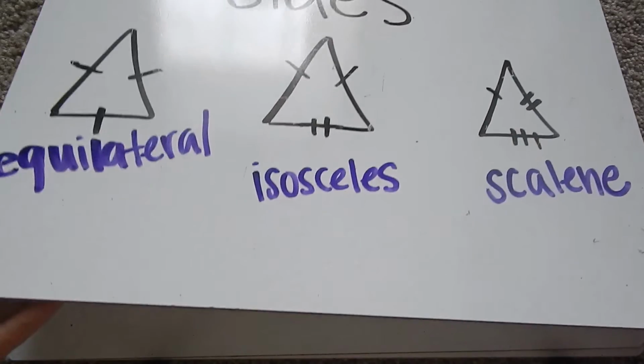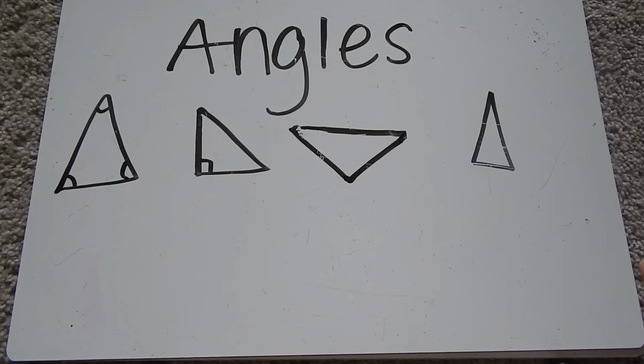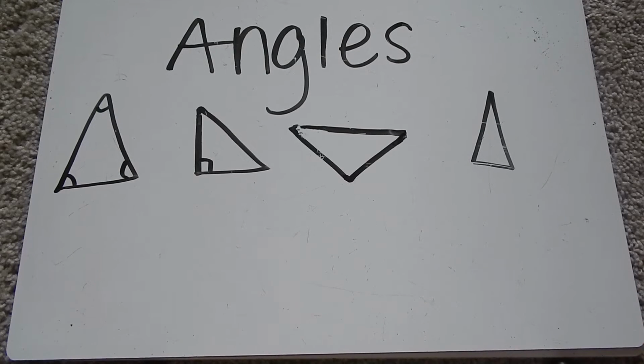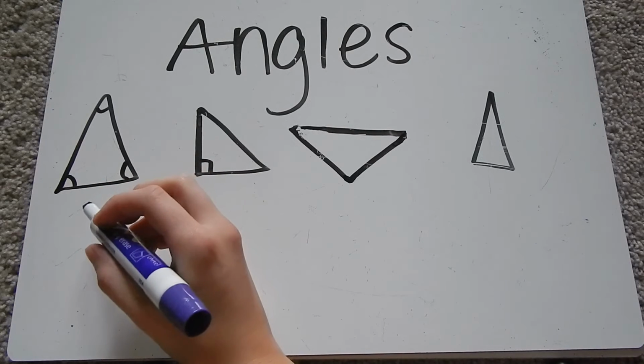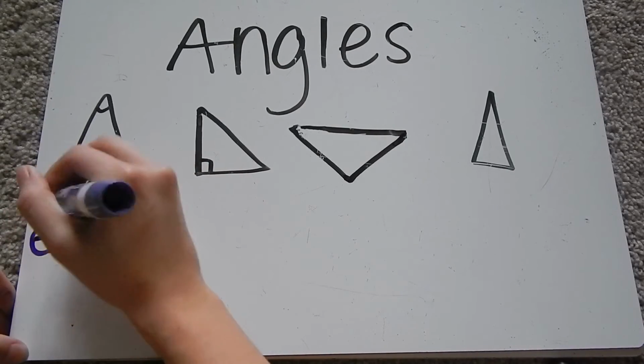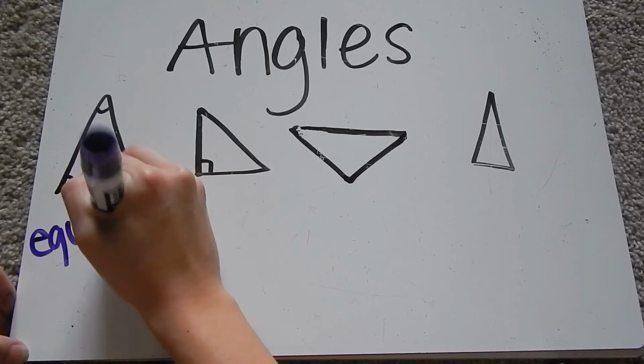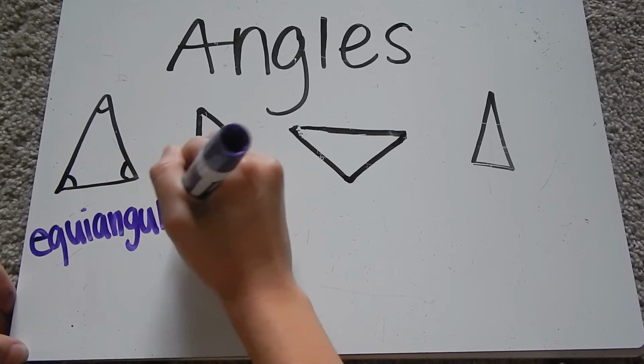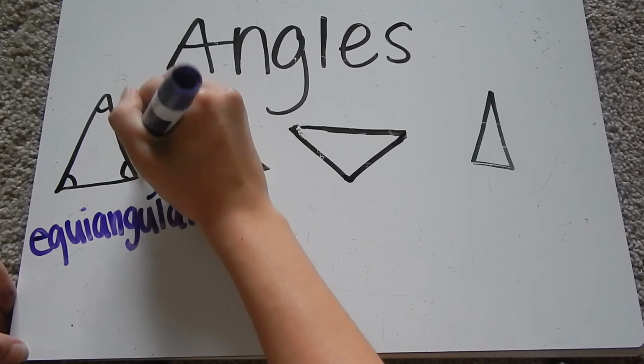Now let's talk about classifying triangles by angles. So in our first triangle on the left-hand side, all the angles are equal. Since we have equal angles, this triangle is called equiangular.